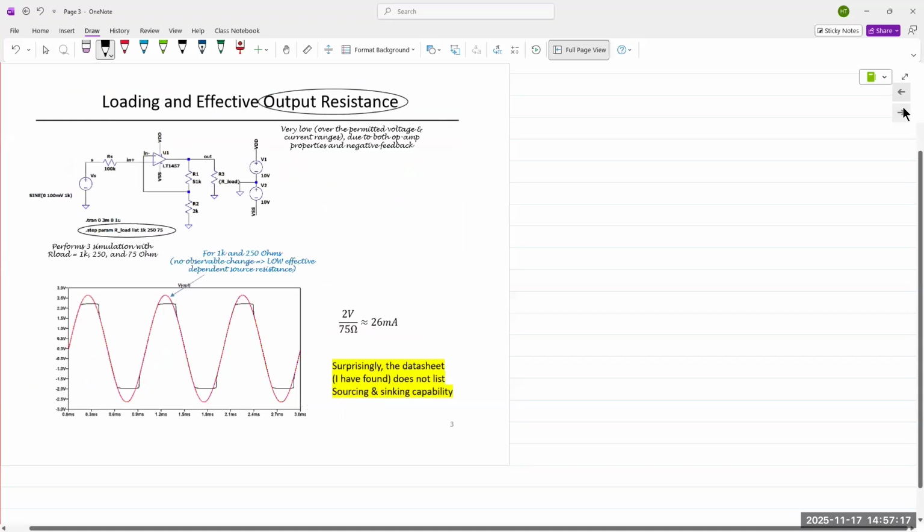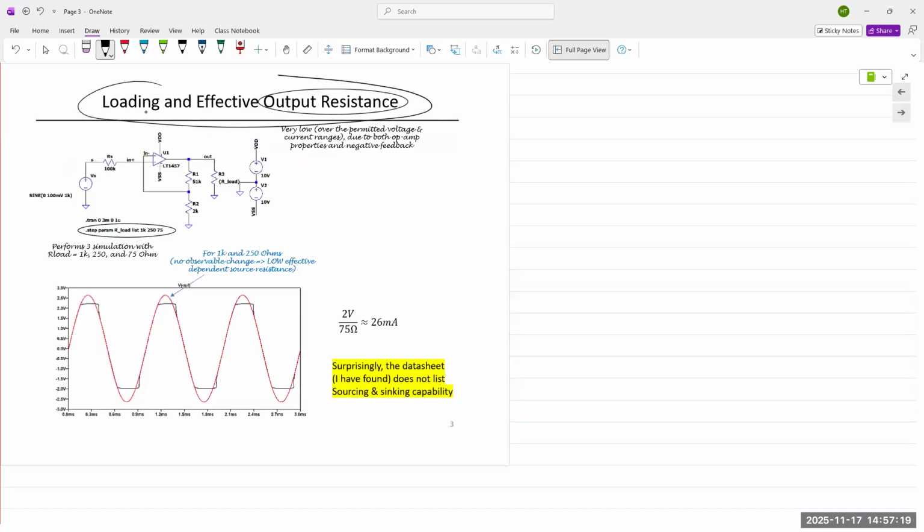And the output side has very low output resistance. The result of that low output resistance is that it can source or sink high amounts of current to the load without consuming a lot within itself. Okay. So again, because of the inherent op-amp properties as well as negative feedback, output resistance is also very low.